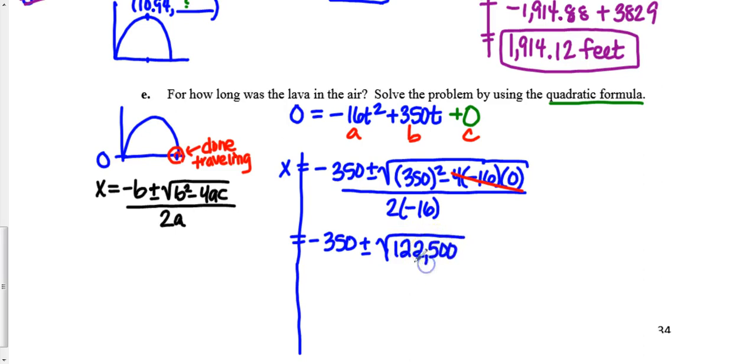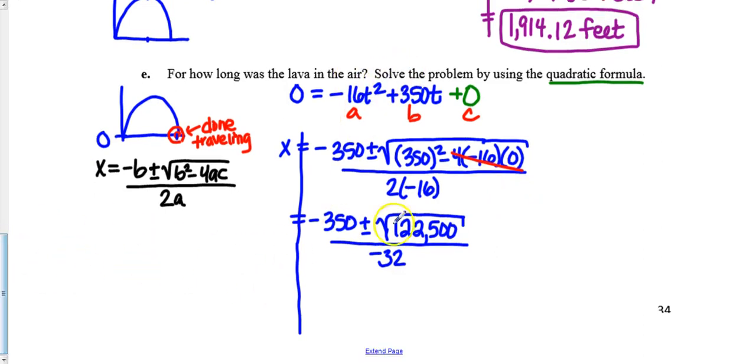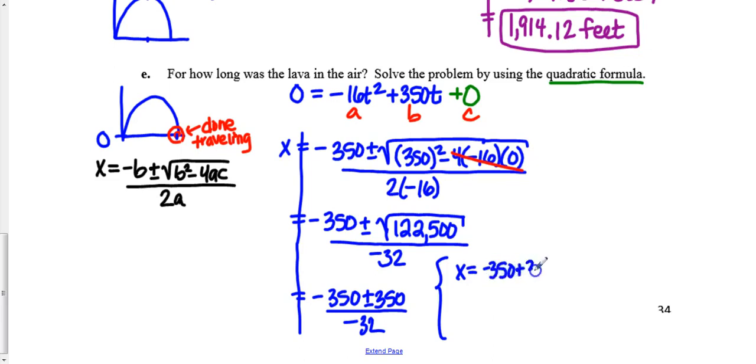122,500. So 122,500 divided by negative 32. Taking the square root of that number, I actually get right back to where I started at 350. I'm now ready to break up into two answers. So it would be negative 350 plus 350, all divided by negative 32, and negative 350 minus 350, all divided by negative 32.